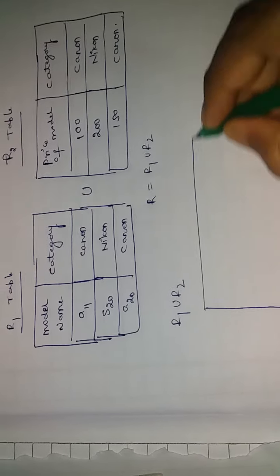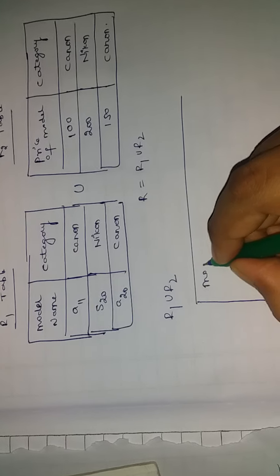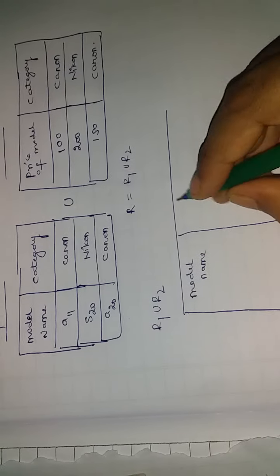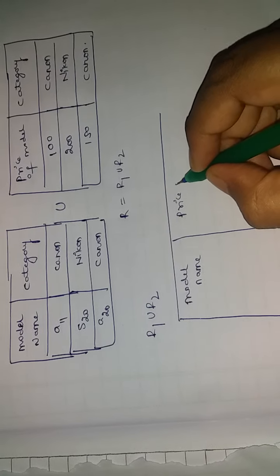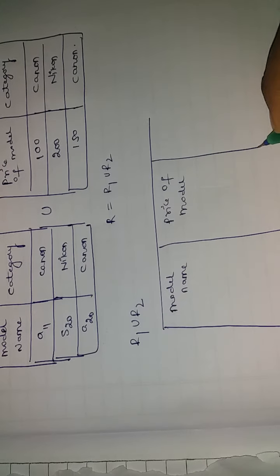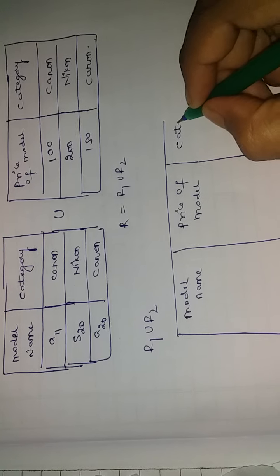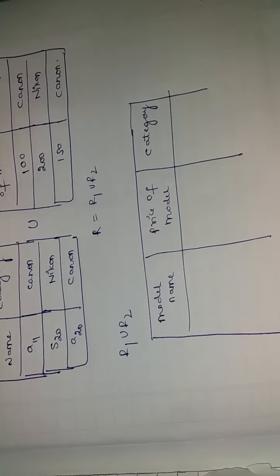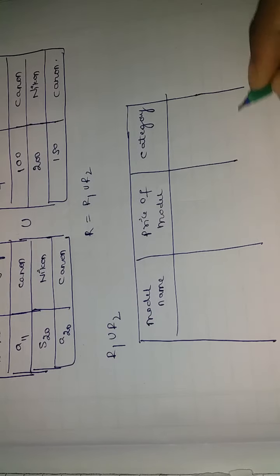Okay, we have to see. We write all the attributes like model name, and the next one price of model, and next one category. These three are the attributes. Okay, we have to combine.